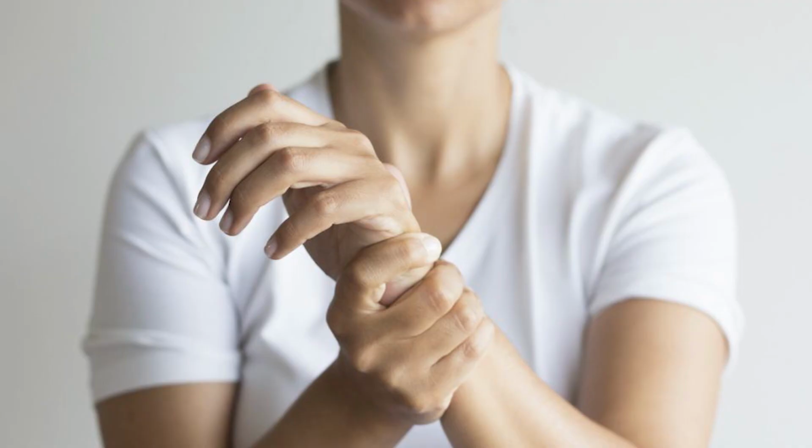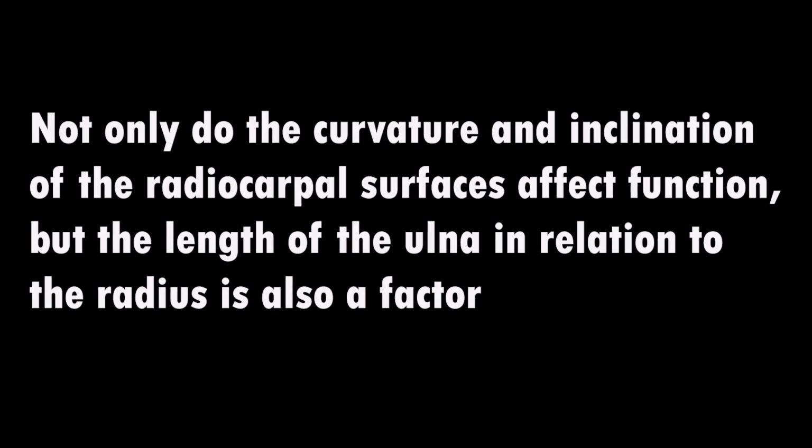So guys, these changes would likely result in loss of range of motion and the likelihood of future joint degeneration. My point is to tell you that the curvature and inclination of the radiocarpal surfaces and the length of the ulna in relation to the radius are factors that help in the proper functionality of the joint.